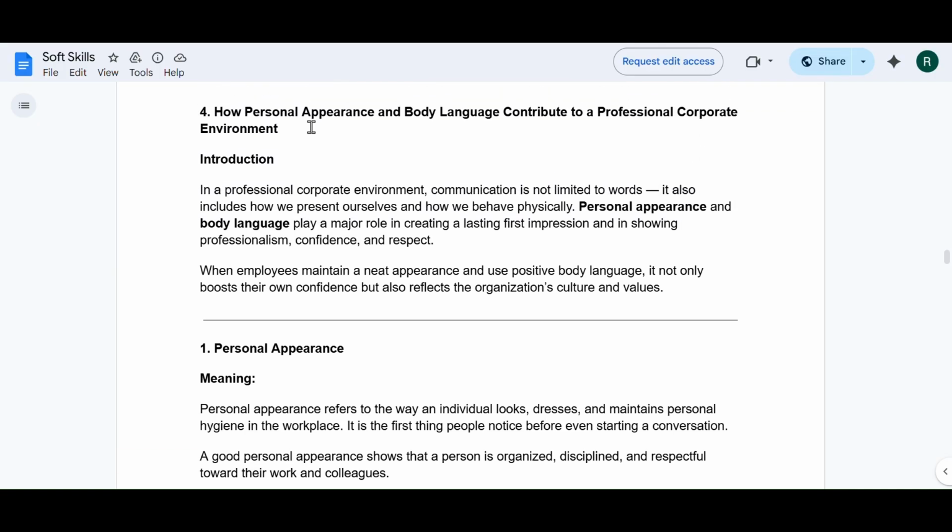So we discussed personal appearance. Now let us discuss body language.